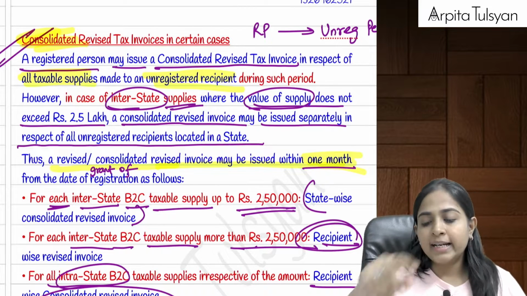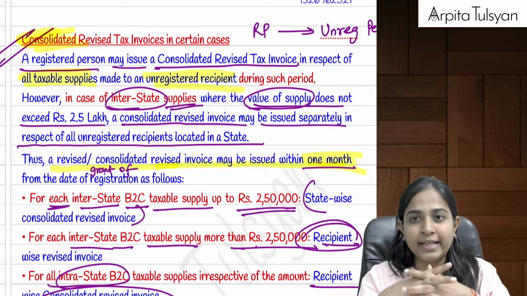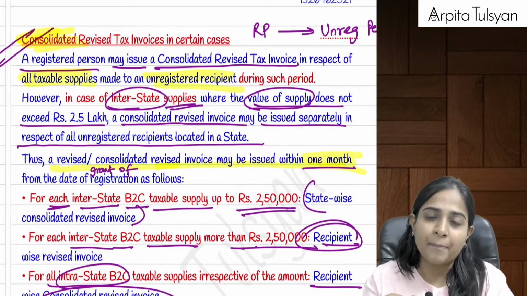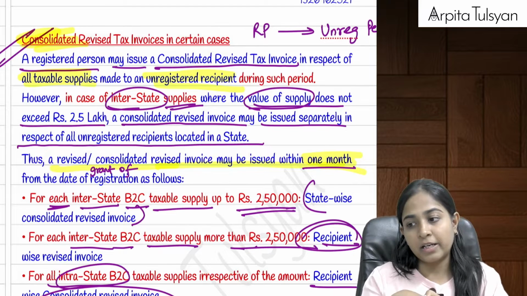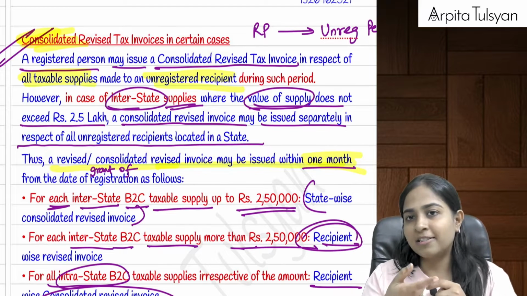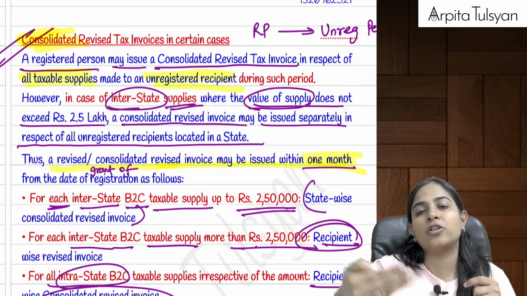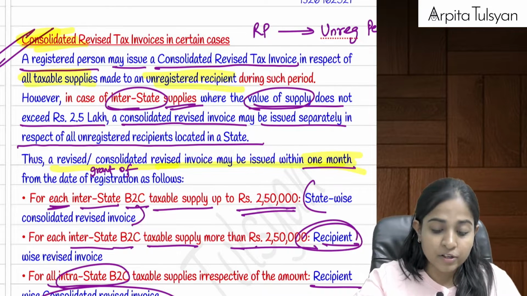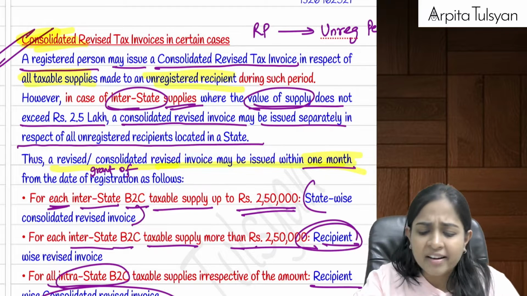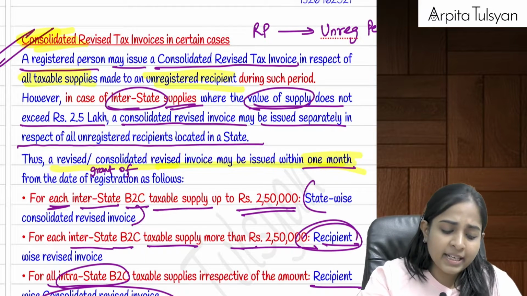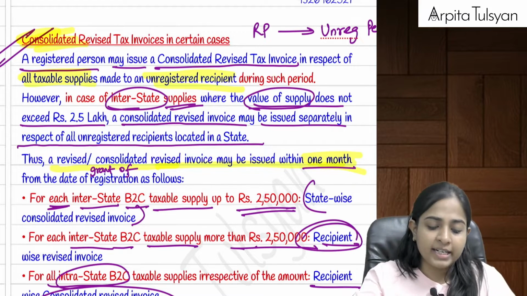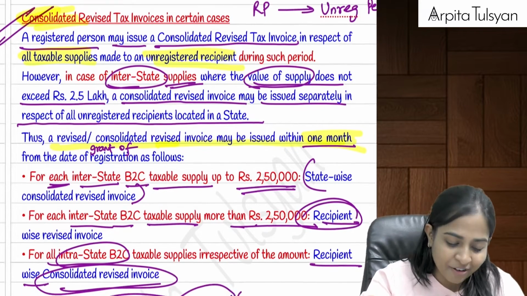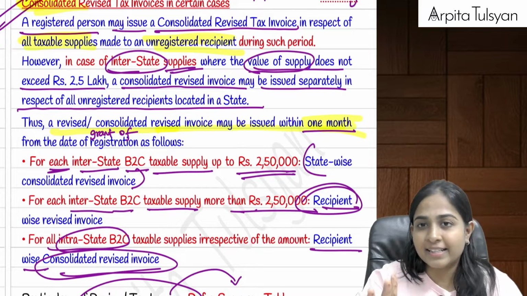Yes, so now they are telling that you can issue consolidated revised tax invoices for all the supplies made to unregistered persons. See, if you have made the supply to a registered person, then obviously for each supply you will have to issue a separate revised tax invoice. But if you have made the supply to unregistered persons, then you can issue a consolidated revised tax invoice, provided the value does not exceed 2.5 lakhs, in case of interstate supply.